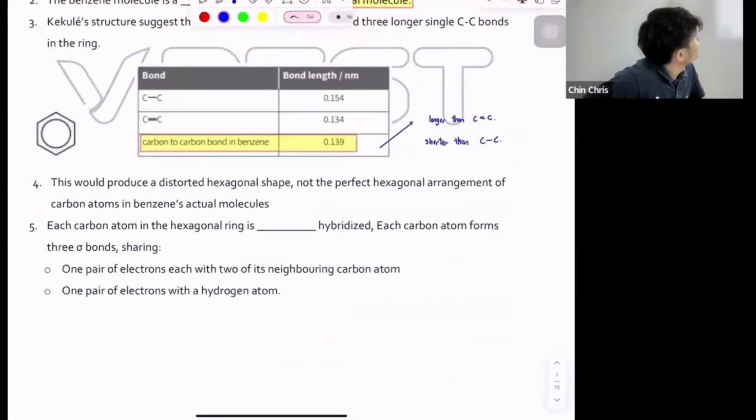I feel so sad. Okay, so longer than a C double bond C, shorter than a C single bond C.